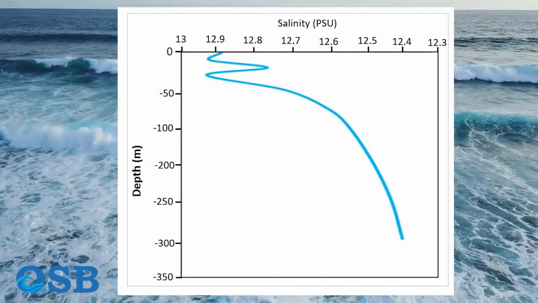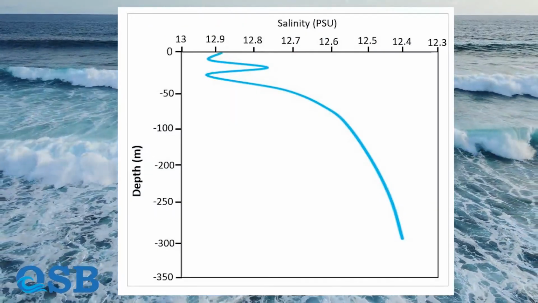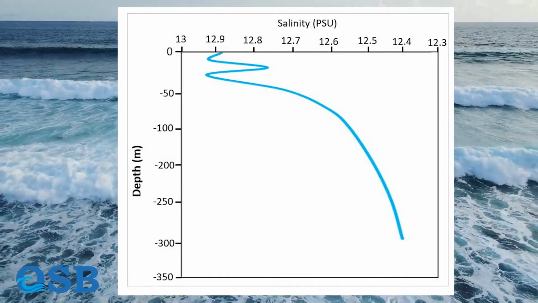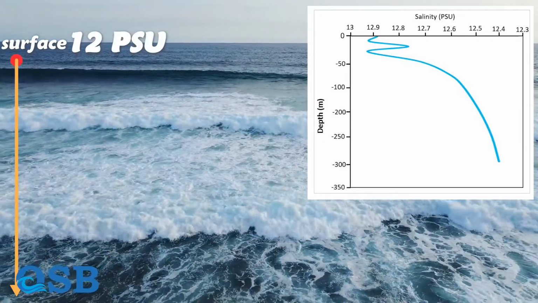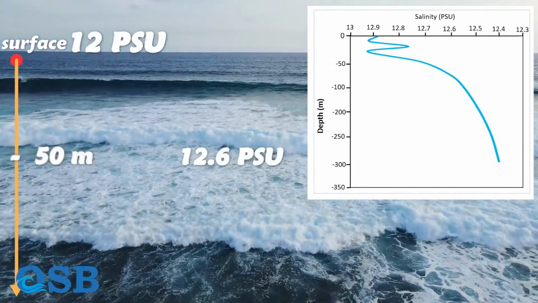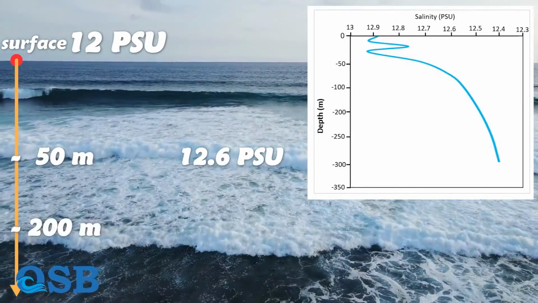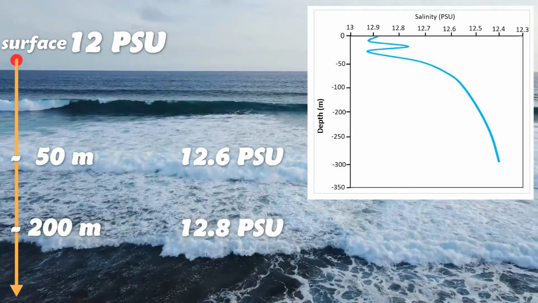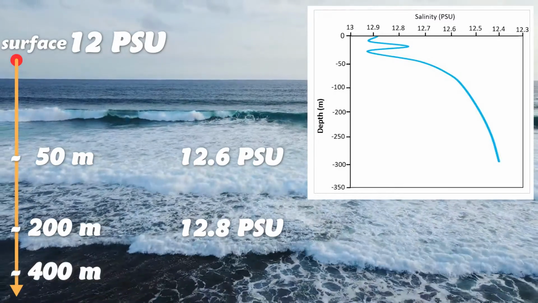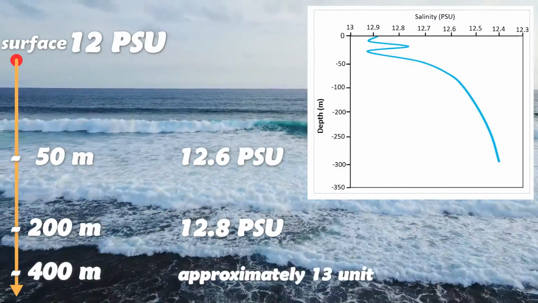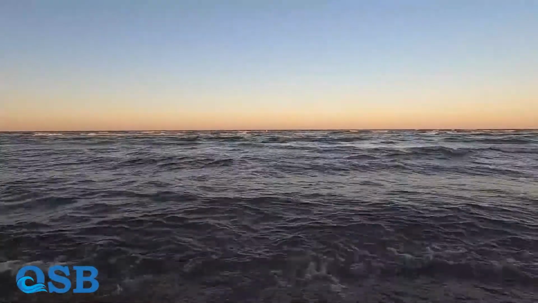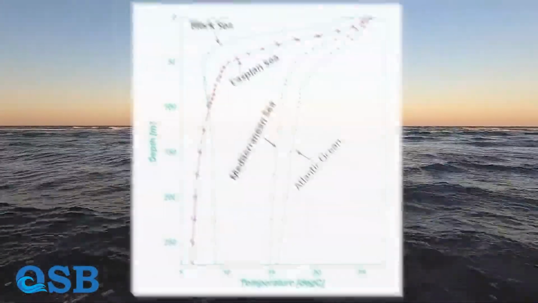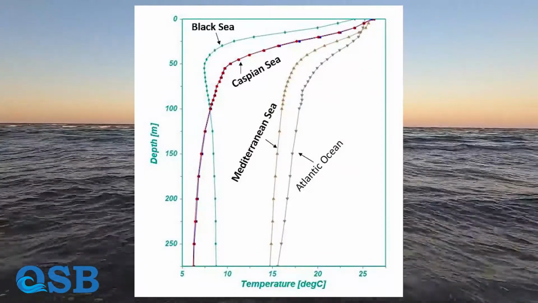But for salinity, the vertical changes are very small, and the salinity changes by about 1 unit from the surface to the depth. For example, when the salinity at the surface is 12 PSU, it reaches 12.6 at a depth of 50 meters, and 12.8 at 200 meters, and after that, at a depth of 400 meters, the salinity is approximately 13 units. Here we can almost accept that the more we go from the water surface to the water bottom, the more the salinity increases for most waters.